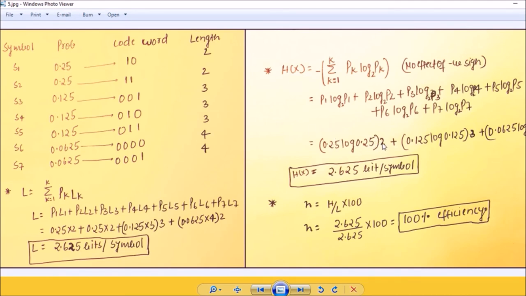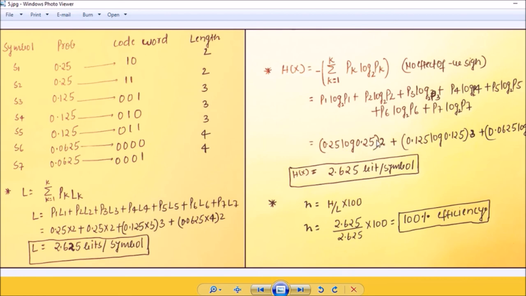Let me explain how to solve log base 2. First you have to solve log 0.25. You have to write in your calculator log 0.25 and divide by log 2. Then it gives the value of log 0.25 base 2. Here base 2 is there. So you will get Hx is equal to 2.625 bits per symbol.